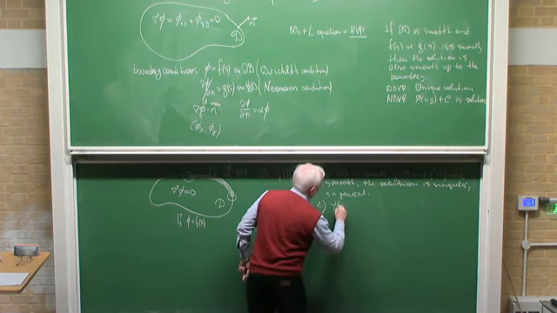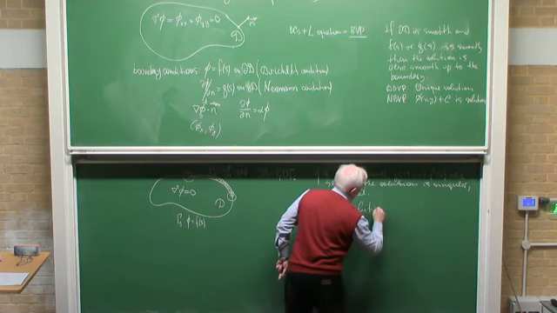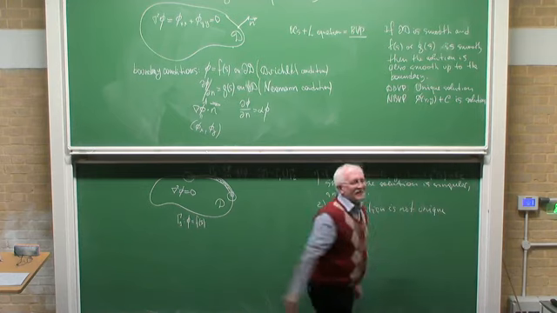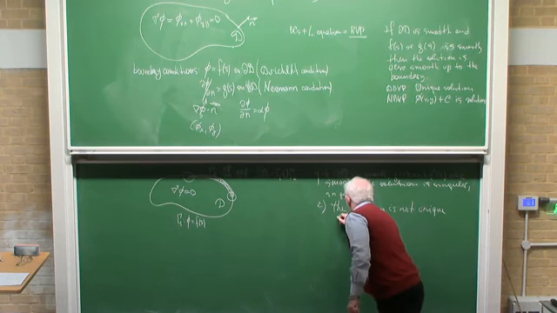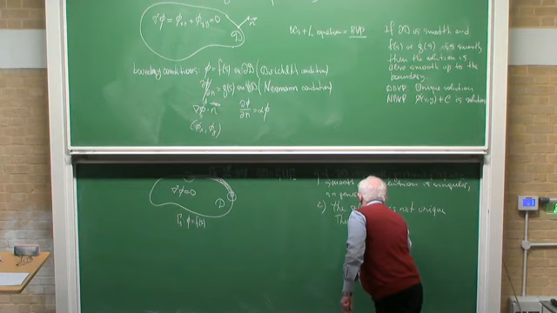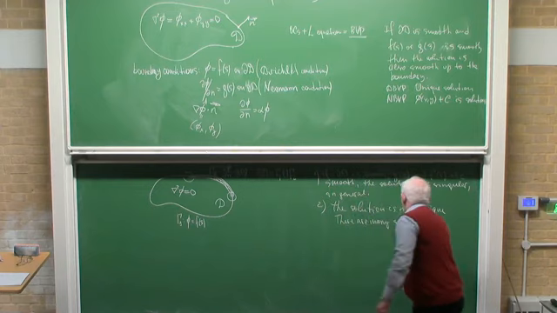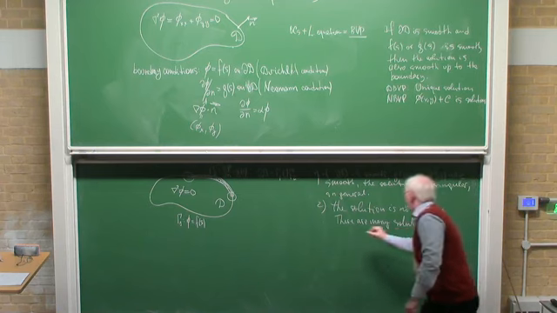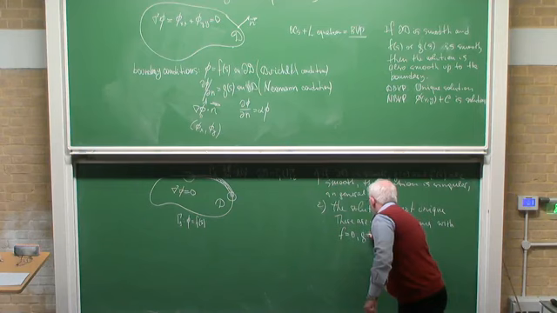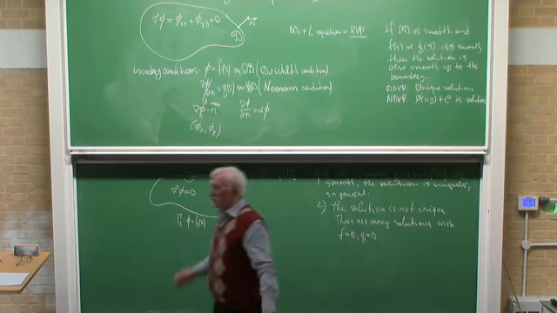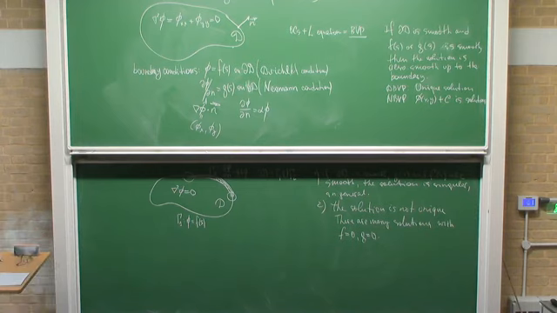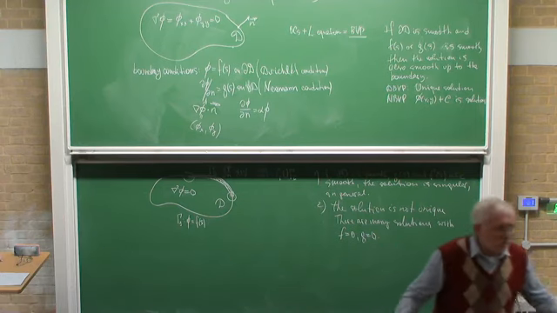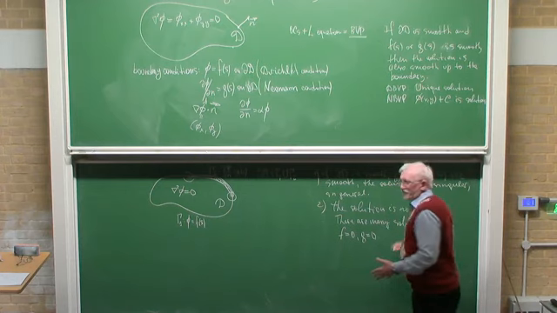Second, the solution is not unique. This means that there are many solutions with f equal to 0 and g equal to 0. So if everything is 0, there are still nonzero solutions. They are so-called eigenvalues or eigensolutions. So there is no forcing, and there are still solutions.